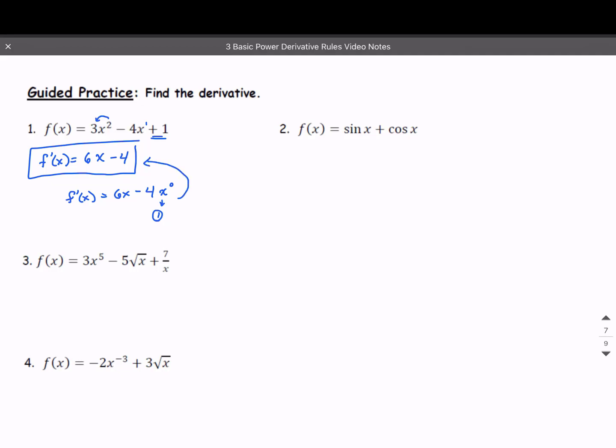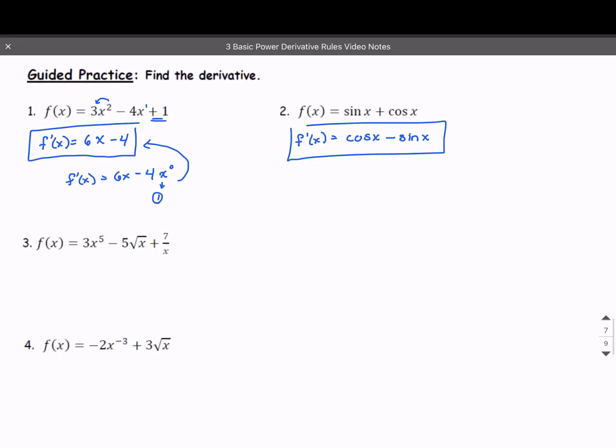All right, now we have f of x is sine x plus cosine x. That means that f prime of x is going to be the derivative of sine x, which is cosine x, plus the derivative of cosine x, which is negative sine x. So really that just becomes cosine x minus sine x. Nice.